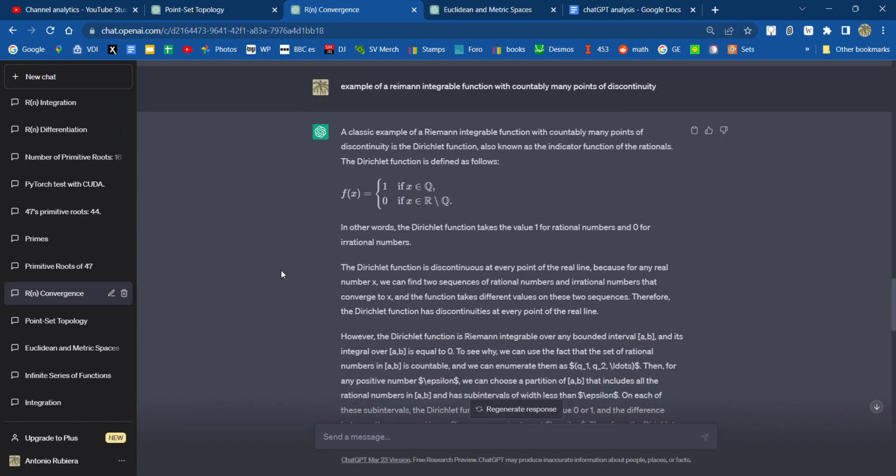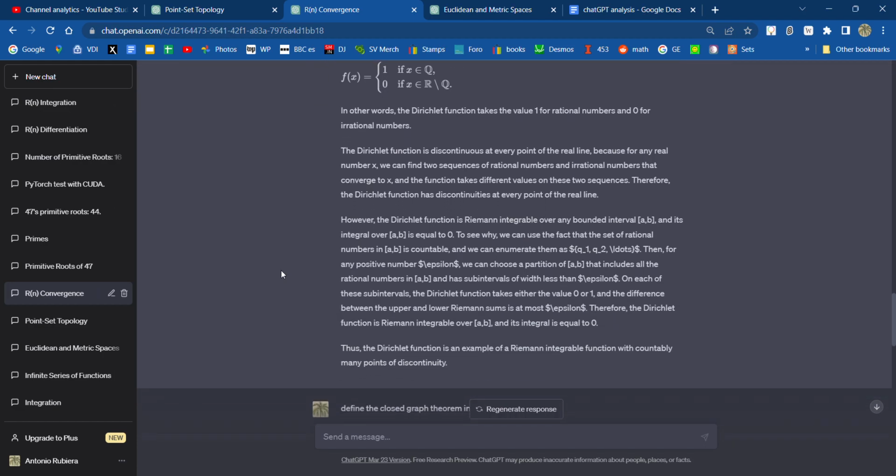Example of a Riemann integrable function with countably many points of discontinuity. I mean, it's basically setting up a Lebesgue integrable function, because that's the difference between Riemann and Lebesgue, is that Lebesgue allows countably many points of discontinuity. It mentions the Dirichlet function.